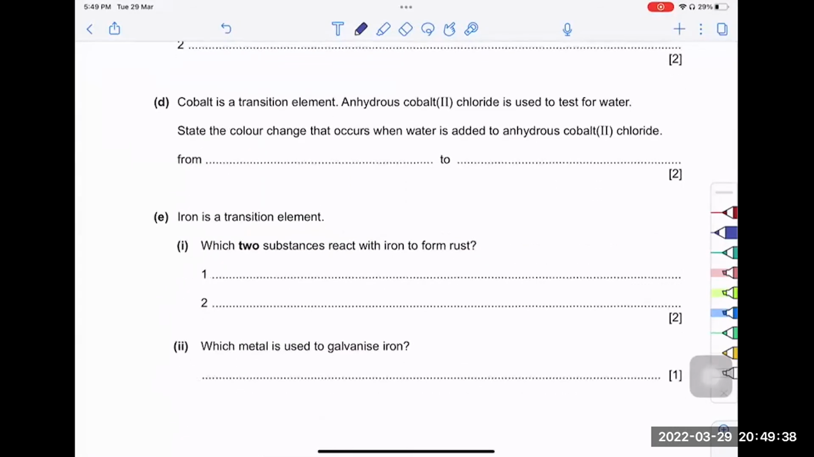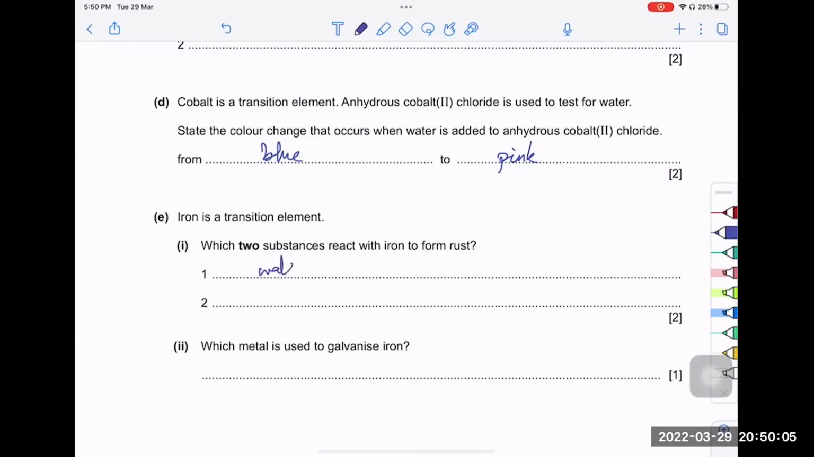Cobalt is a transition metal. Anhydrous cobalt 2 chloride is used to test for water. We recently talked about it. It goes from blue to pink. Iron is a transition metal. Which 2 substances react with iron to form rust? Come on, easy. H2O and oxygen. Yes, water and oxygen.